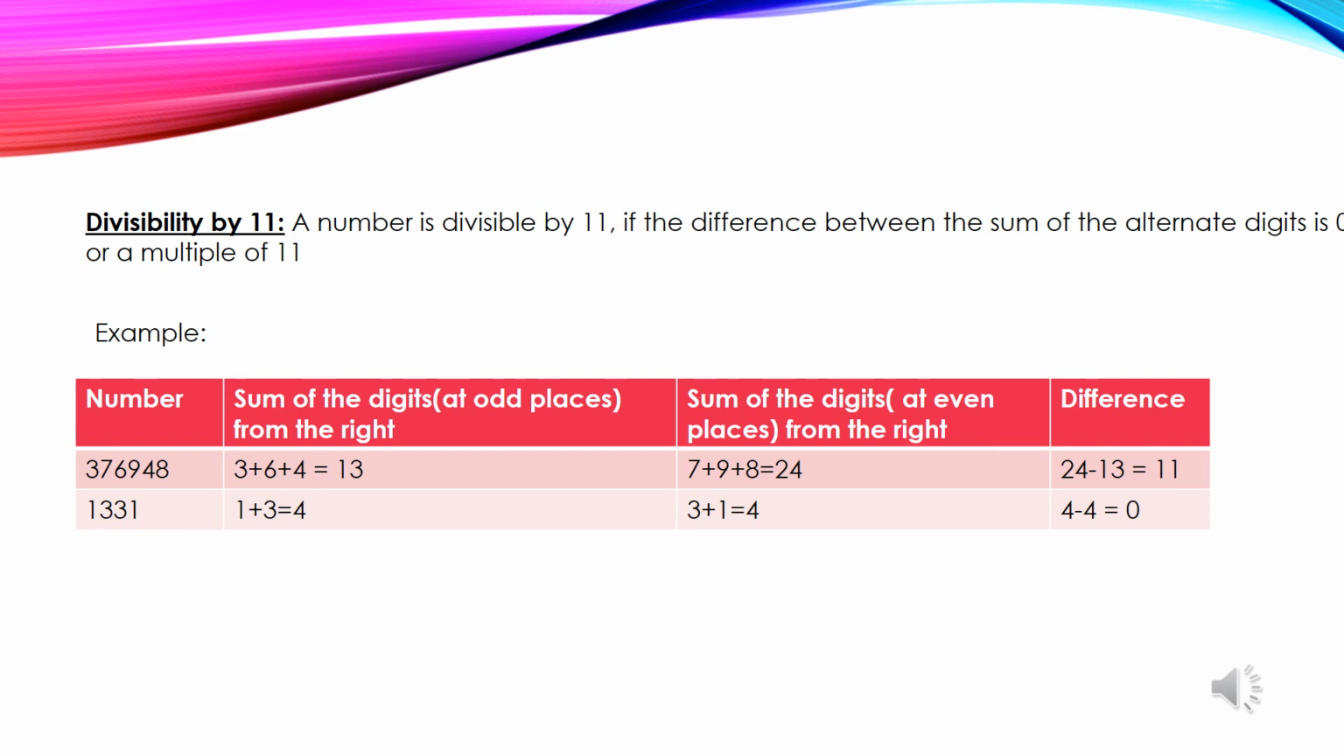Okay, in the second case also, if you observe, if you add all the digits in the odd places and add all the digits in the even places and find the difference, we are getting a difference as 0. So we can say that 1331 is divisible by 11. Okay children, understood?